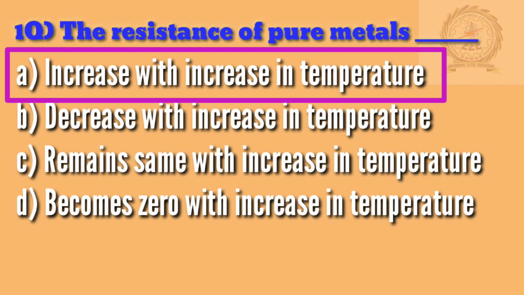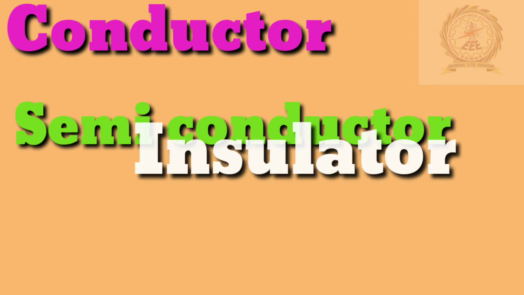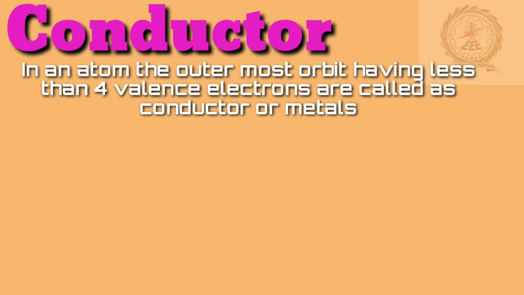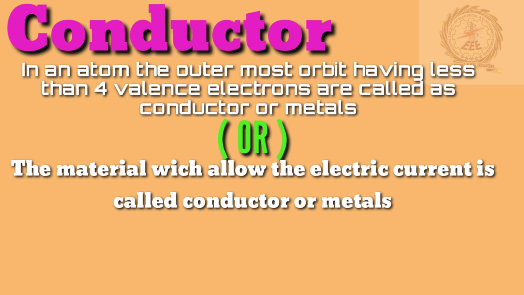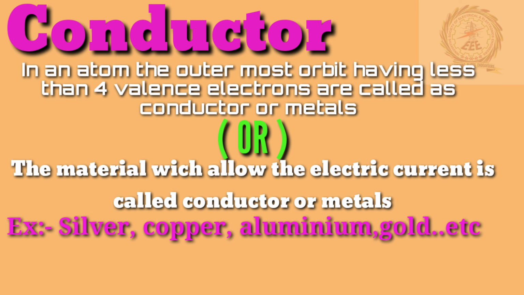This type of question is a little bit confusing, but we can answer correctly by knowing the following concept. Now the concept is conductor, semiconductor and insulator. Conductor, also called metal. In an atom, the outermost orbit having less than 4 valence electrons are called conductors or metals. We can also define it another way: the material which allows the electric current is called a conductor or metal. Examples are silver, copper, gold, aluminum, etc.